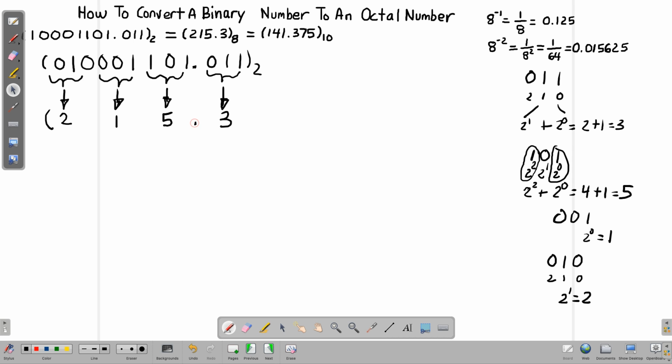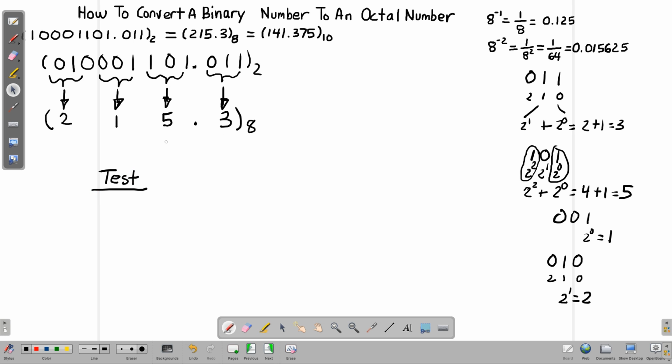And don't forget the decimal point. So this represents the value 010001101.011 in binary, which is equal to 215.3 in octal. Now let's perform a test. The test is to show that we get the decimal value that's stated at the top.